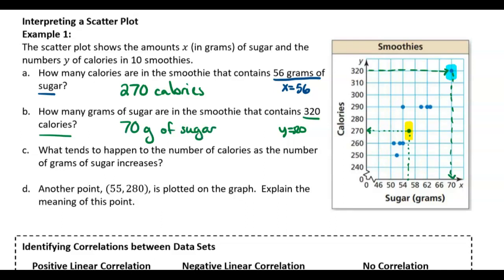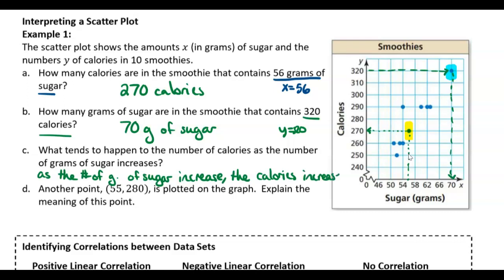And it says, what tends to happen to the number of calories as the number of grams of sugar increases? Well, if you look at the graph, as the sugar goes up, the points rise. And so that means as the sugar increases, the calories increase. So I'm going to say, as the number of grams of sugar increases, the calories increase. We want to be specific on these. We don't want to just write "goes up" or something. We want to be specific.